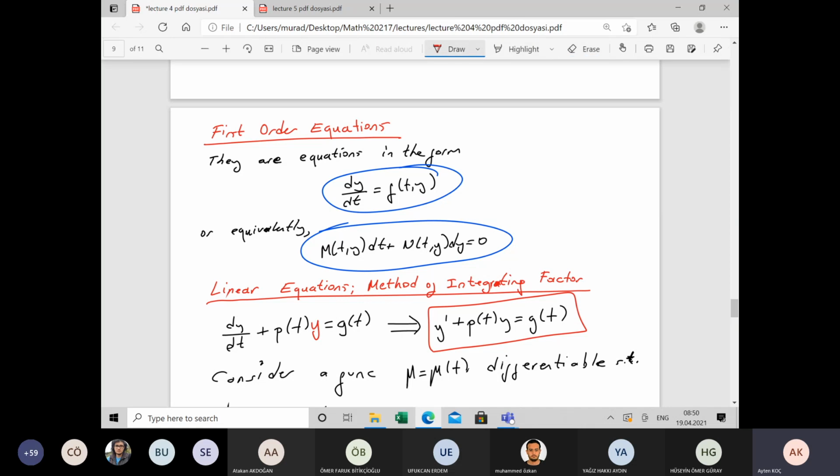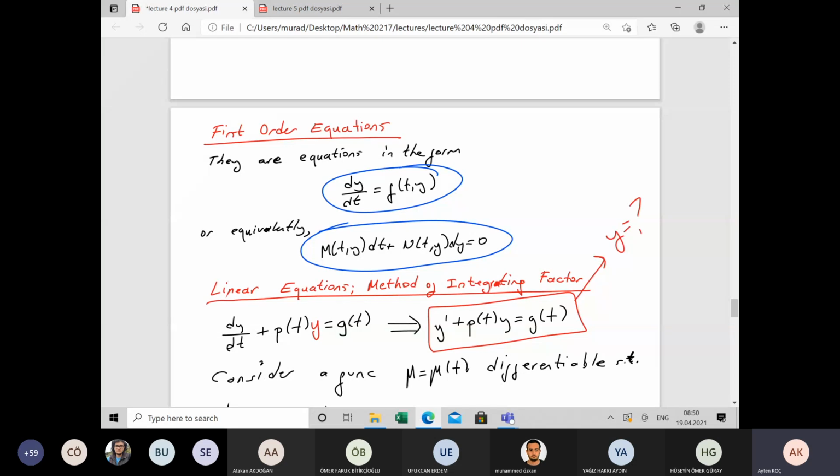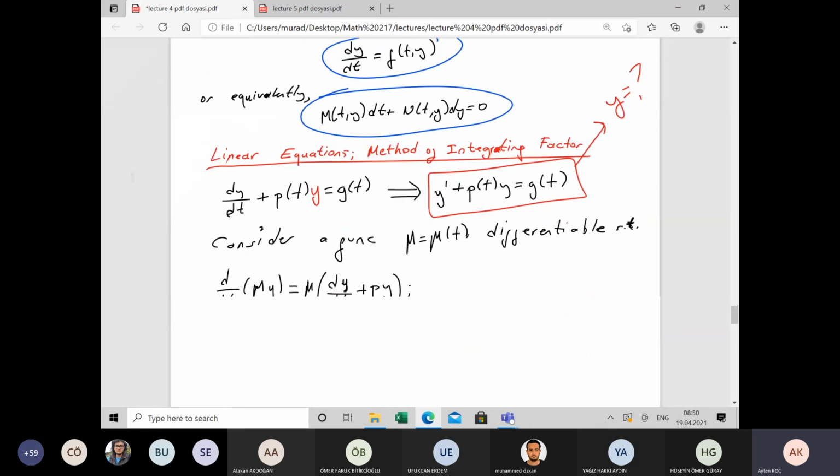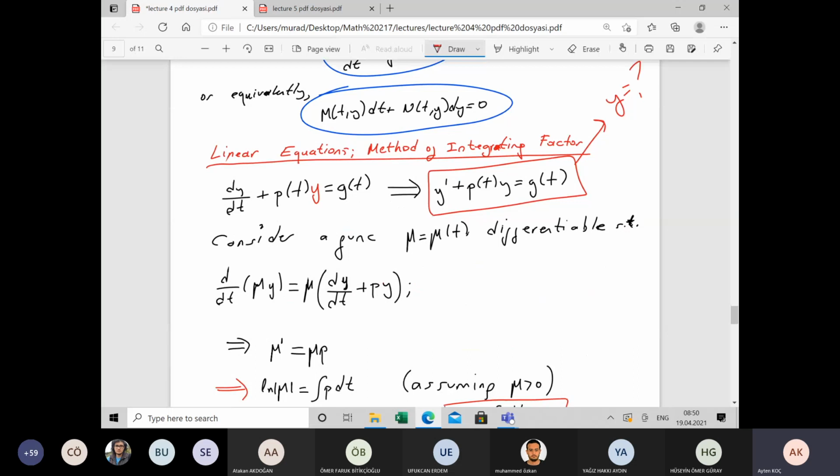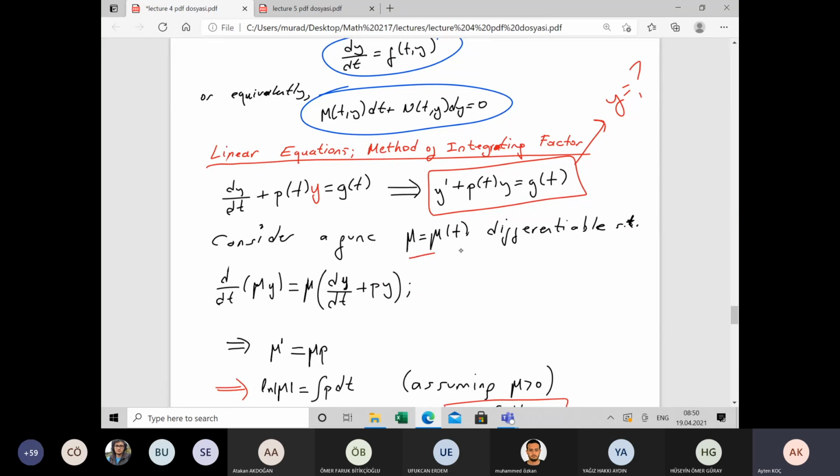So the next step: how to solve these differential equations. Find the y such that y satisfies this equation. Here consider a function mu, which is a function mu of t, and here dy over dt means y depends on t. The independent variable is t.